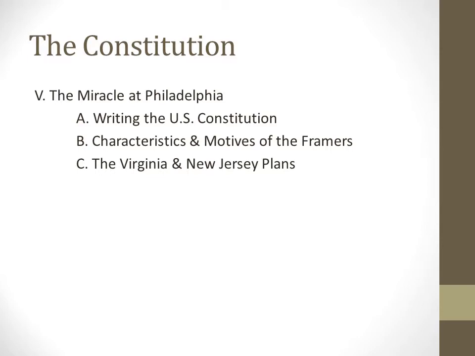One of the most significant things about this convention are the different plans that are brought up. And you see here on the screen the Virginia and the New Jersey plans. These are perhaps the most important, with the exception of the Connecticut Compromise, which we'll talk about in a moment.